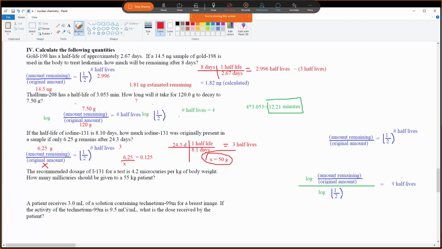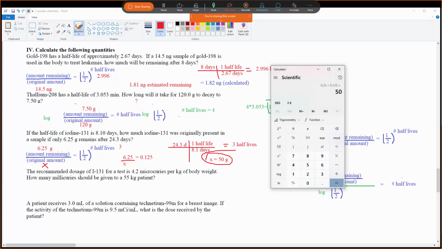Now again, just to estimate this, you're going to say 6.25 is left after I divided it by half 3 times. I'm just going to multiply it by 2 3 times. So double it once, twice, 3 times. Doubling is the opposite of cutting in half. And then I get 50 grams. Do you guys see that?